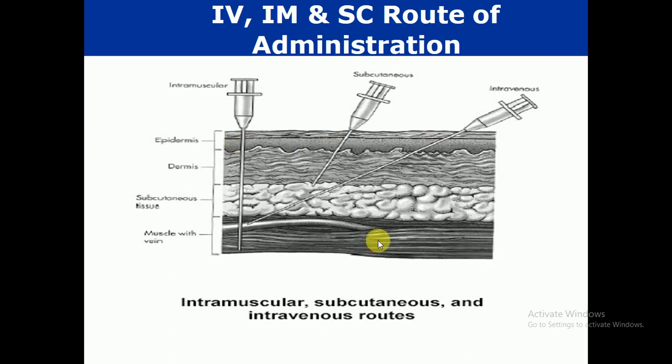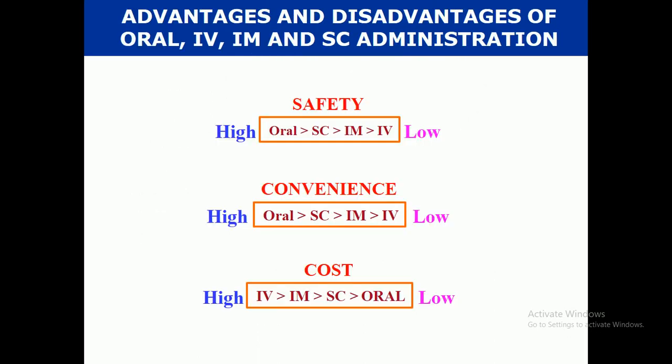This is the integumentary system, skin. This is the epidermis, the outermost layer of the skin, then the second layer is called dermis, while the third is called subcutaneous, and then muscle with the vein. This is intravenous injection, this is subcutaneous, and this is intramuscular injection at 90 degree. So there are different routes of administration, but it needs a very technical person to administer a drug to the patient.